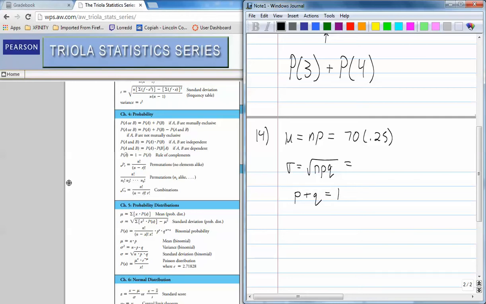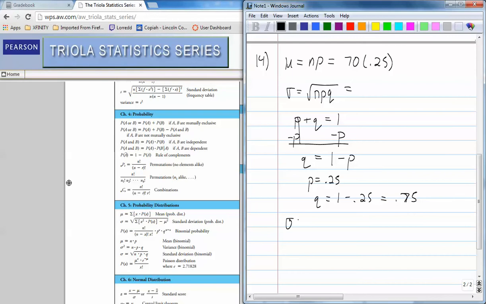Alright, so if I want to figure out what q is and I'm given n and p, then what would I do? To find q, q is always 1 minus p. So if p is 0.25, that's what I was given in the problem, then q is equal to 1 minus 0.25, which is 0.75. Alright, now let's just plug that in the formula.